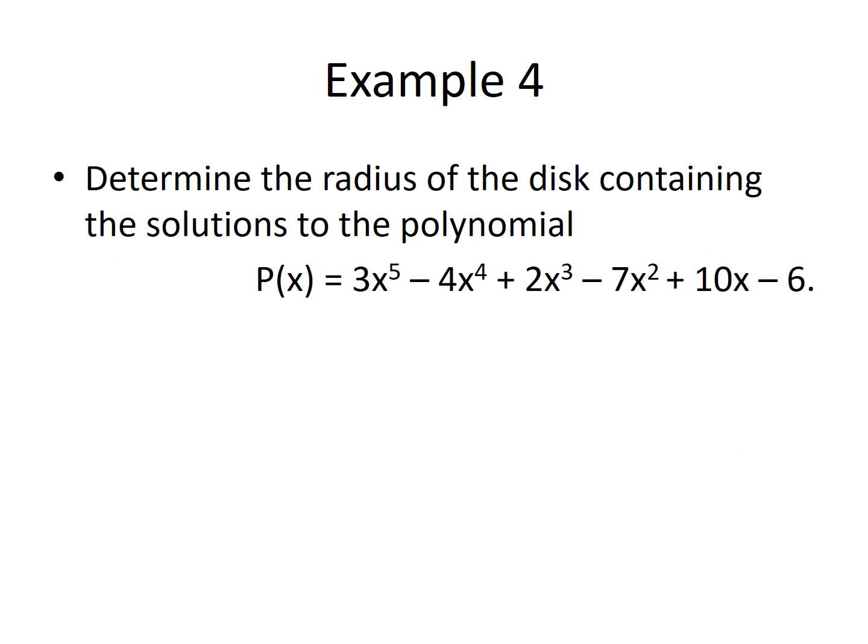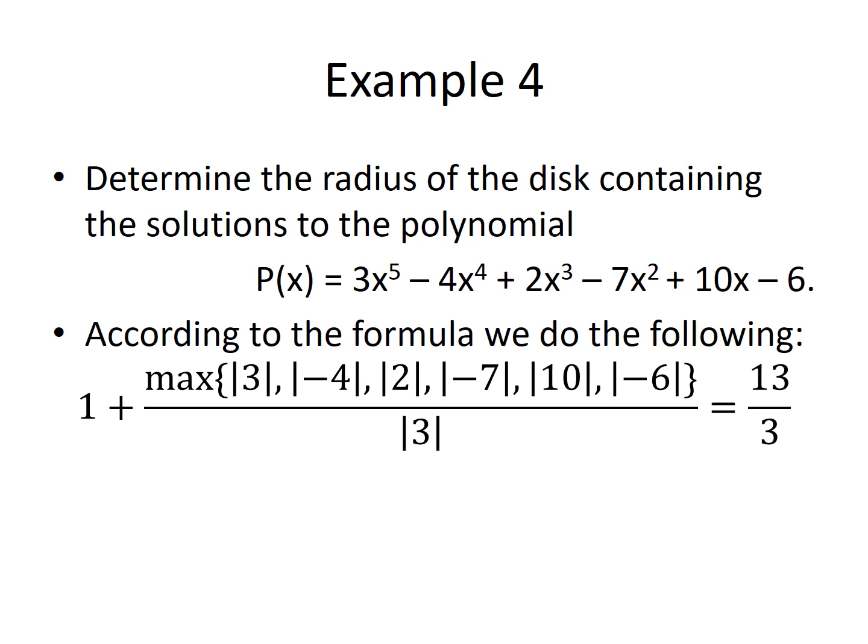Let's look at another example. Determine the radius of the disk containing the solutions to the polynomial 3x to the 5th minus 4x to the 4th plus 2x cubed minus 7x squared plus 10x minus 6. According to the formula, we may do the following.